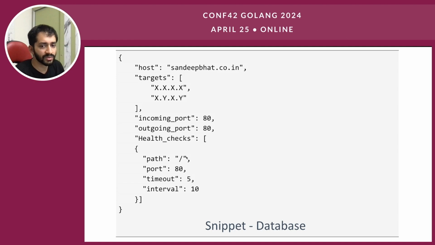Our DB could have a JSONB field, if we were to use Postgres, wherein you would have some of these fields. As you can see here, the domain that we want to support would be sandeepbhat.co.in, and these are the different VMs that are going to host this particular domain. The incoming port and the outgoing port would be port 80. The request would be coming on port 80, and the VMs would be supporting the same on port 80 as well. And we have health checks defined as you can see here. We basically can have multiple entries like this for different domains that would be passed by our load balancer to serve this traffic.